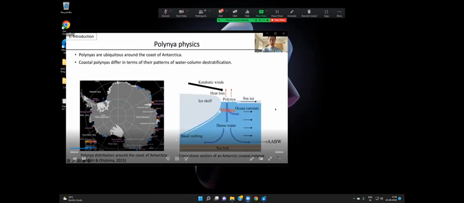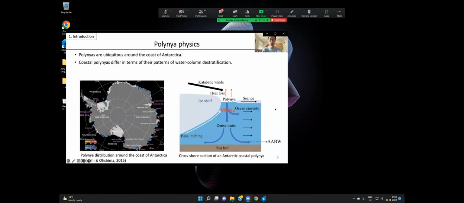For the basic polynya physics, you are probably familiar with the diagram on the right. When strong katabatic winds blow offshore, the winds can push the sea ice away, forming a coastal polynya. As a result, heat is lost from the ocean to the atmosphere, and sea ice is formed. The dense water from the brine rejection process sinks down and causes strong vertical mixing.